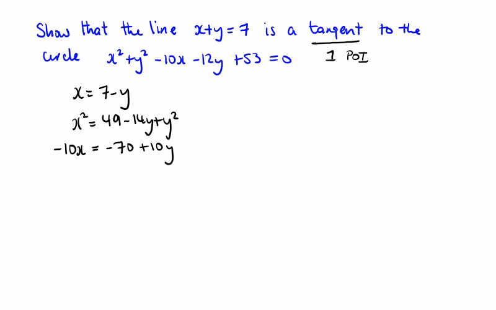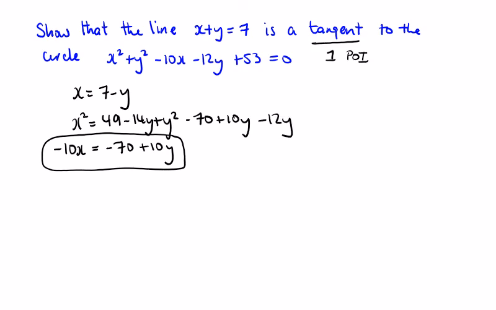So bringing all these together, we're going to have x squared minus 10x. So I'm going to continue along here with the x squared line. Just put a box around this one. So x squared minus 10x is minus 70 plus 10y minus 12y plus 53 equals 0. So y squareds, I left out my y squared, so I have another y squared on at the end here. So I have my x squared, my minus 10x, I left out my plus y squared. Just be careful because it's a big long equation with loads of variables.